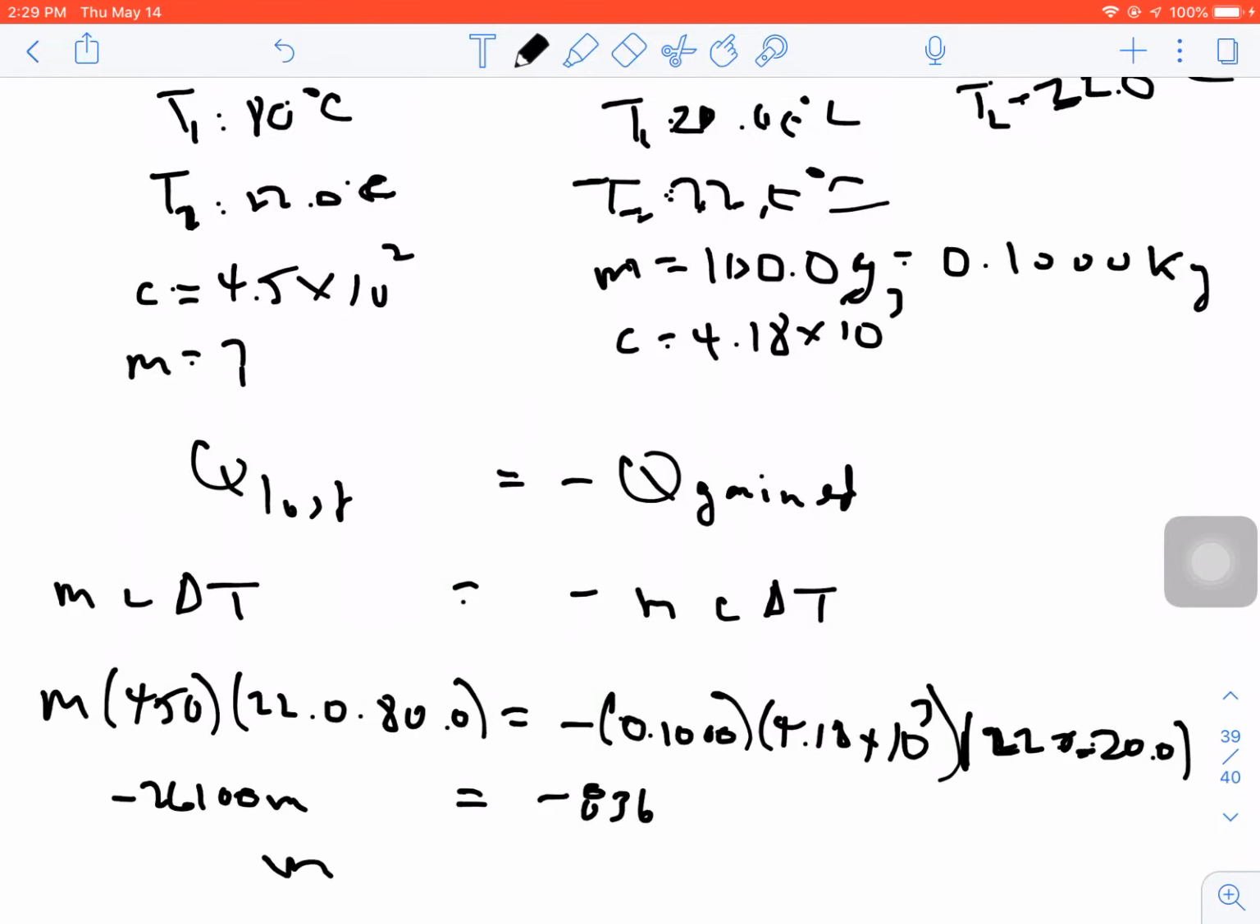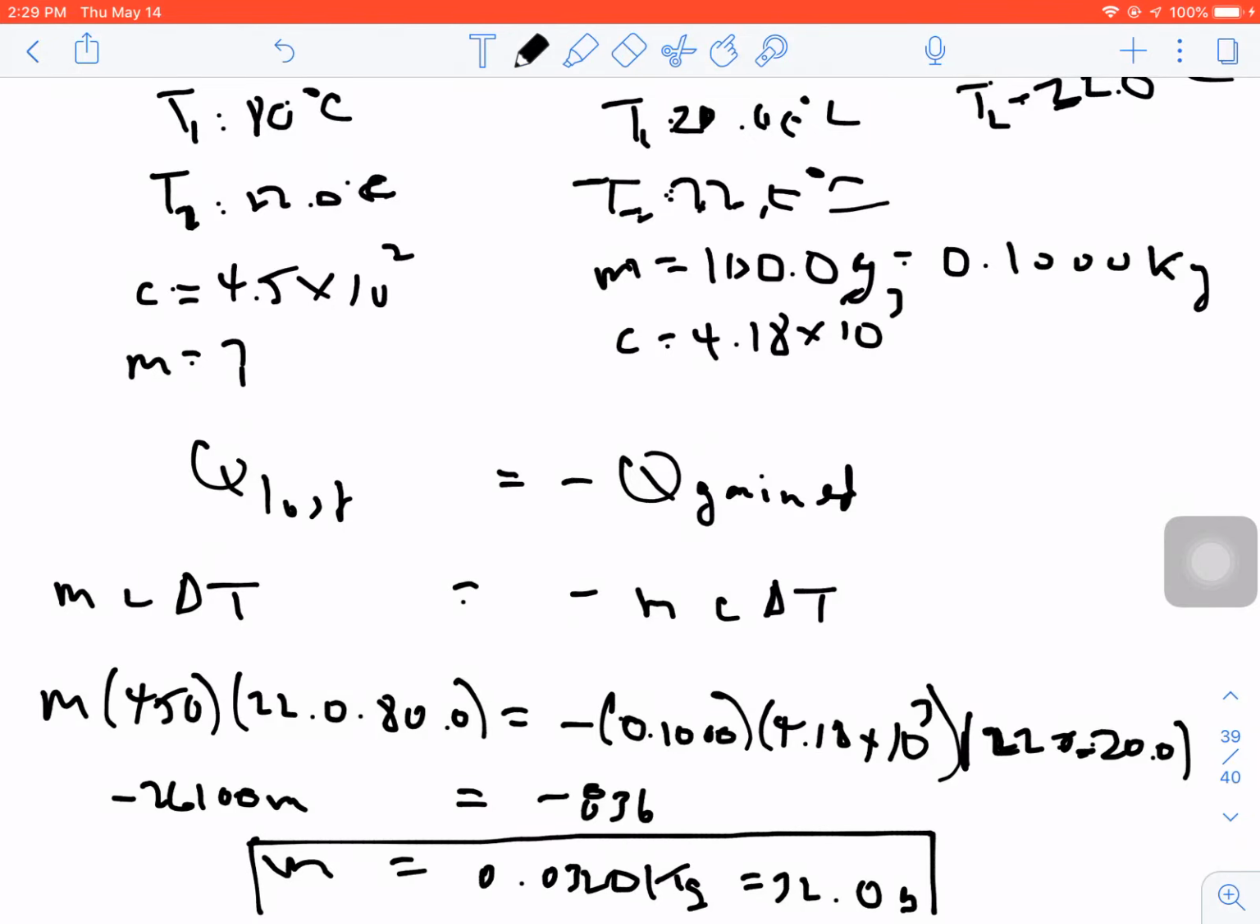So I'm getting a mass here, which is, again, notice the negative signs cancel, of 0.0320 kilograms, or 32.0 grams. Again, it doesn't ask you to calculate an answer in grams, right? But if it did, you just have to do your conversion of kilograms to grams.